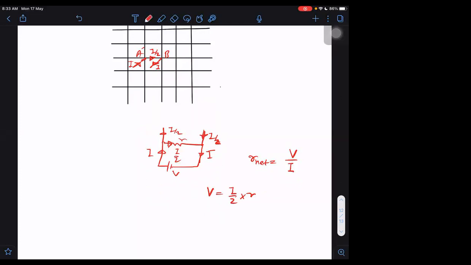Yes, very good. You are right. V is equal to I by 2 into R. So R net is just equal to R by 2 ohm. So simple. It is just R by 2 ohm.